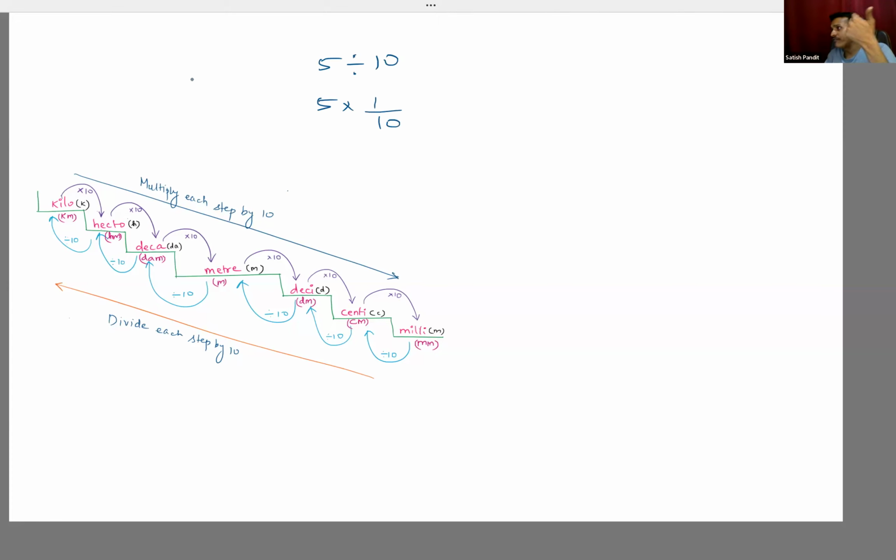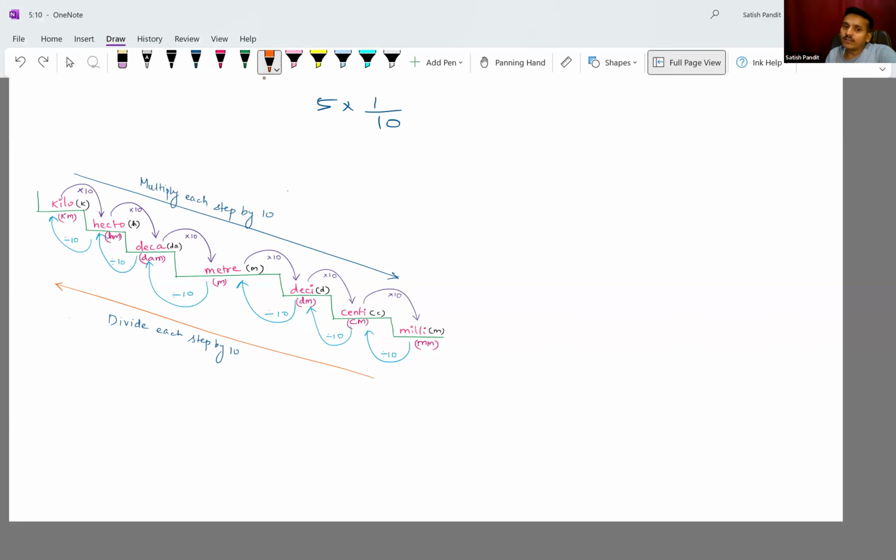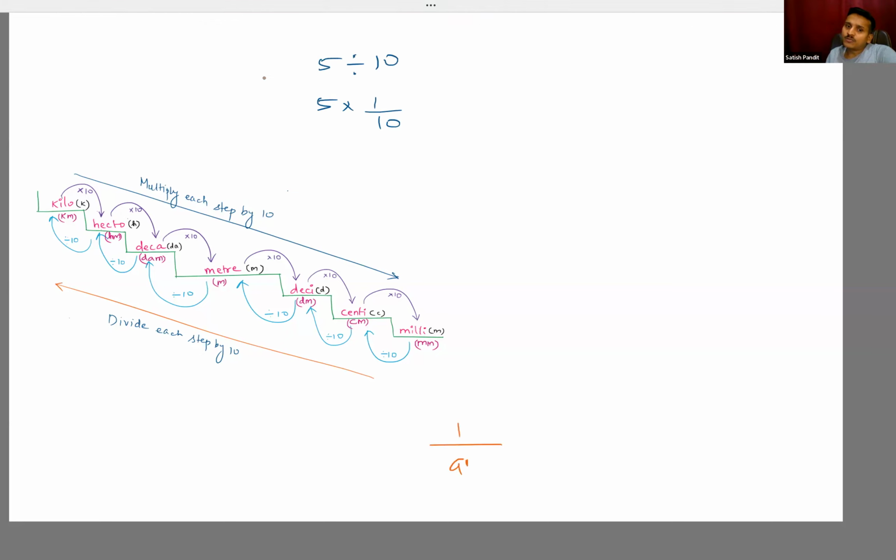Yes or no? I can write, no? 5 divided by 10 is 5 into... See, whenever we convert divide to multiply, we have to take reciprocal. Yes or no? So 5 divided by 10, I can write 5 into 1 by 10. Now in exponent, we have learned, 1 by a to the power m is what? A to the power minus m. Yes or no? 1 by a power m means it will be a to the power minus m.